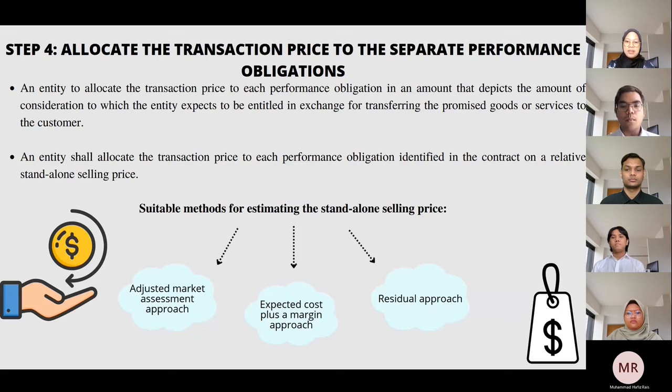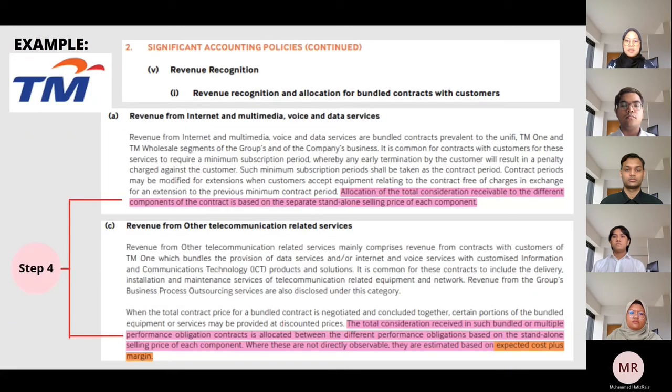First, adjusted market assessment approach. Second, expected cost plus a margin approach. And third, residual approach. Next. For example, in step 4 of significant accounting policies, TM revenue from internet, multimedia, voice, data services, and other telecommunication-related services are based on the separate stand-alone selling price for each component, and the suitable method they are using is expected cost plus a margin approach.